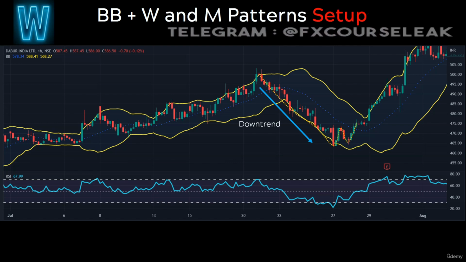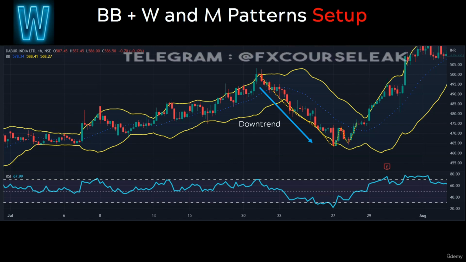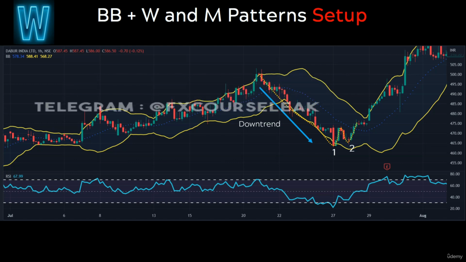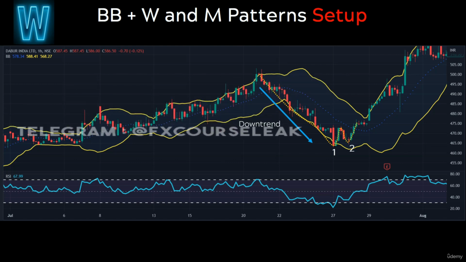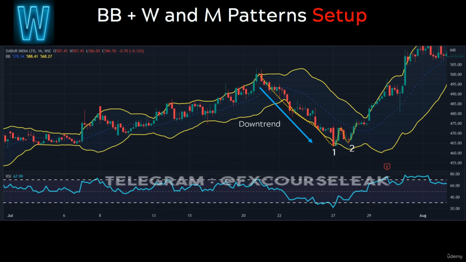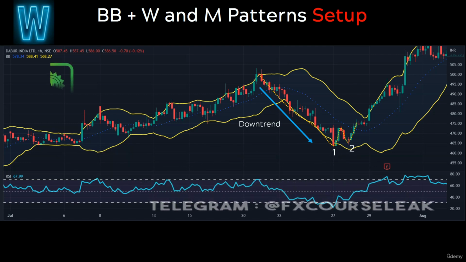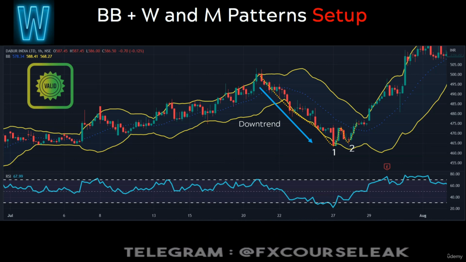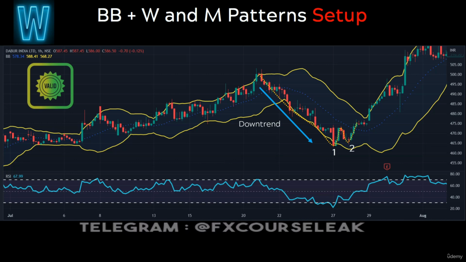As you can see, the trend is down here. This is followed by the formation of a low outside the lower band, denoted by 1. Then price makes a retracement and again falls, finally forming another higher low, denoted by 2. So this is a valid W pattern. Now I hope by now you can make out how this is a valid W pattern.